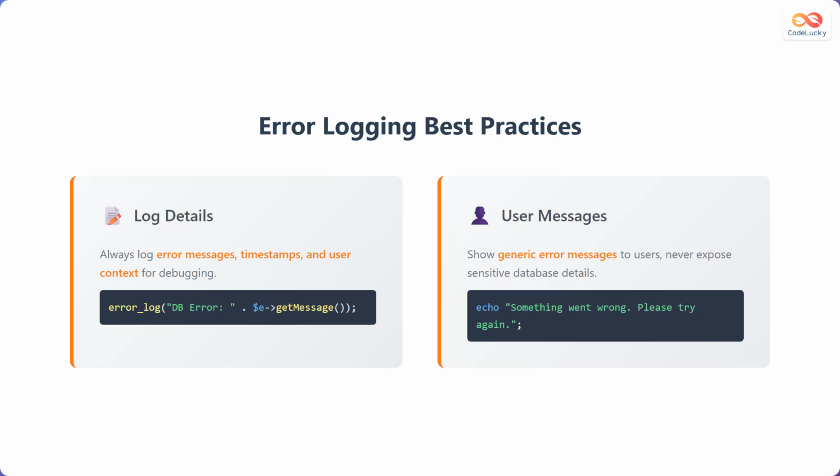When it comes to error logging, follow these best practices. Log detailed information, including error messages, timestamps, and the user context to help with debugging. Also, show generic error messages to users and never expose sensitive database details. You can use the error_log function to log technical details and echo to return user-friendly responses.